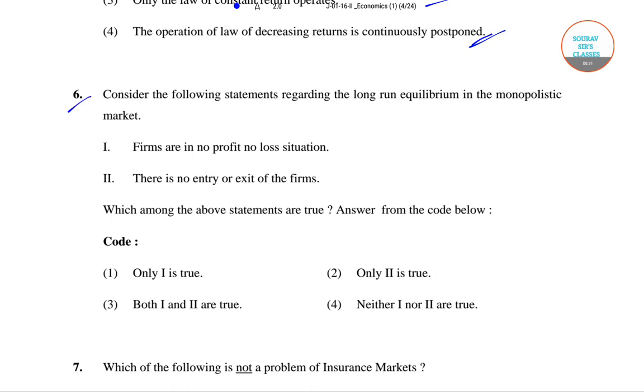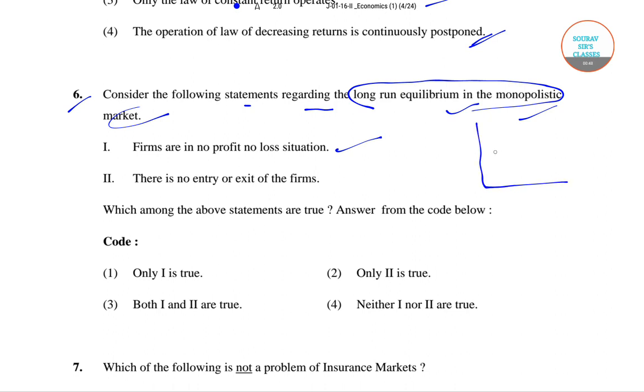In question number 6 it is given, consider the following statement regarding the long run equilibrium in the monopolistic market. First of all, we know in the long run the monopolistic market follows the same as perfect competition, that is the firm runs at normal profit, like perfect competition.